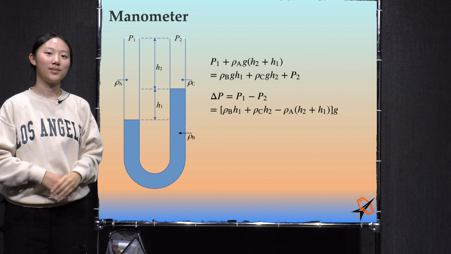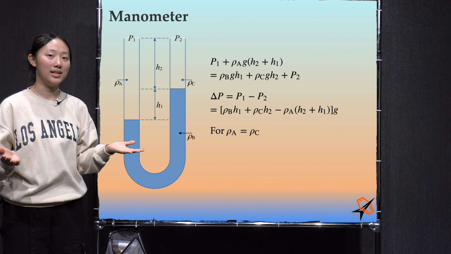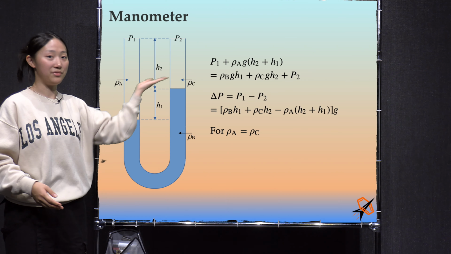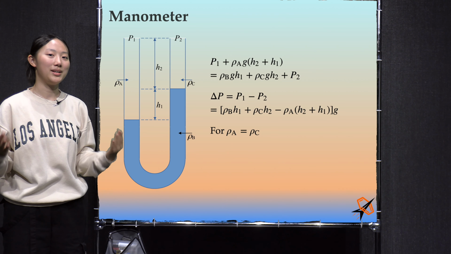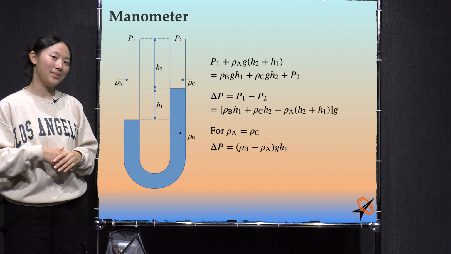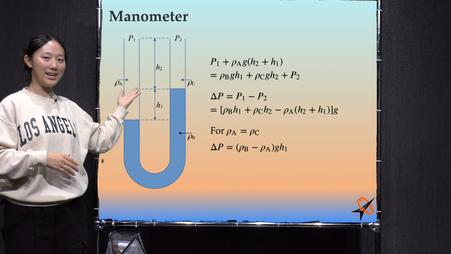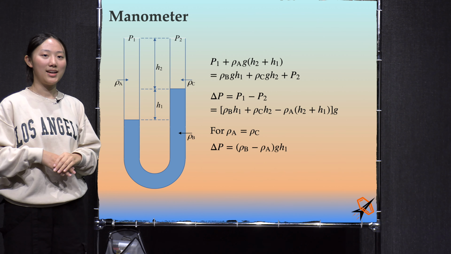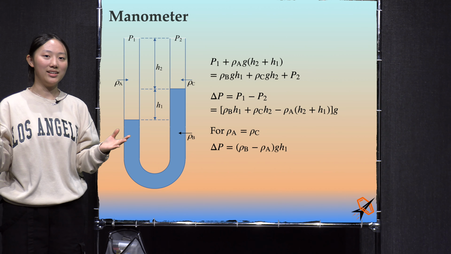For the most common case of rho A and rho C being equal because they are the same fluid, such as for measuring a pressure drop in a pipe carrying water or air, then delta P is just rho B minus rho A times g H1. So delta P is linearly related to H1.